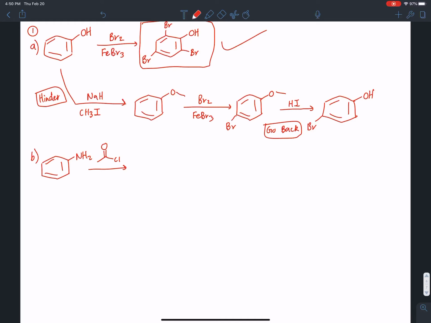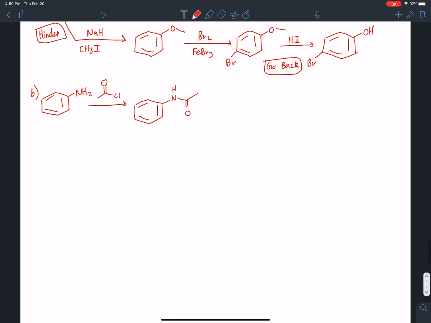When you do this, what's happening is this is attacking here and this is going up. But when it comes down, the Cl leaves. This is a reaction we're going to learn actually in like exam 3 almost, so I wouldn't worry about it right now. But what this does make is something like this. Your N, your H connected to this. You form an amide group. Now this is considered the hindered form of your NH2. So now if I put it through a reaction just like before, Br2 FeBr3, it's only going to happen once.